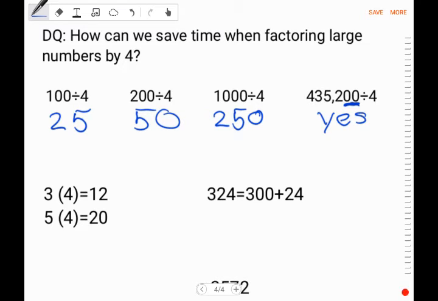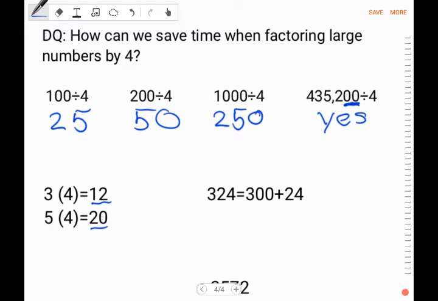Okay, now let's look at these two problems here. 3 times 4 equals 12. So 12 has a factor of 4, right? 5 times 4 equals 20. So 20 has a factor of 4. Now, when I write multiplication with my groupings like parentheses, I like to think of the grouping as a box of 4 things. So what this says is I have 3 boxes of 4 things, and that's 12 things. And this would be I have 5 boxes of 4 things, and that's 20 things.